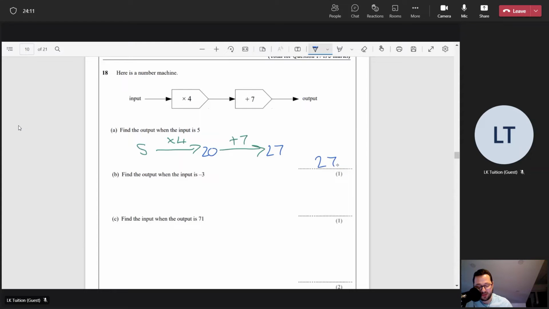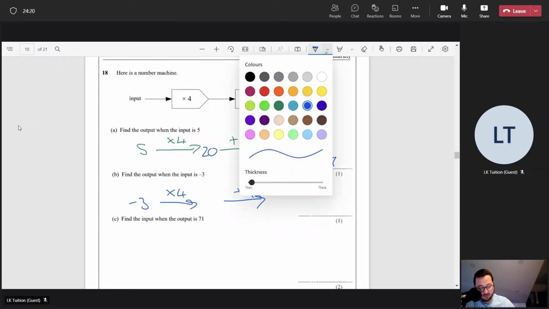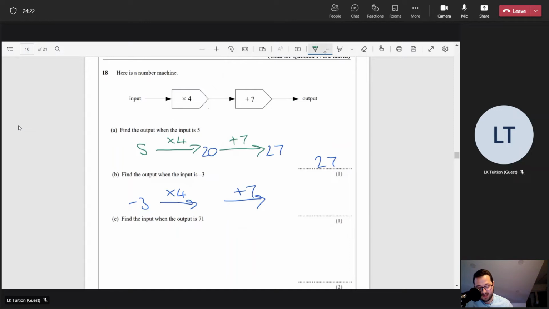Similarly, find the output when the input is minus 3. So minus 3, again, we're timesing by 4, then we're adding 7. So again, 3 times 4 is 12, so minus 3 times 4 is minus 12, and minus 12 plus 7 is minus 5.